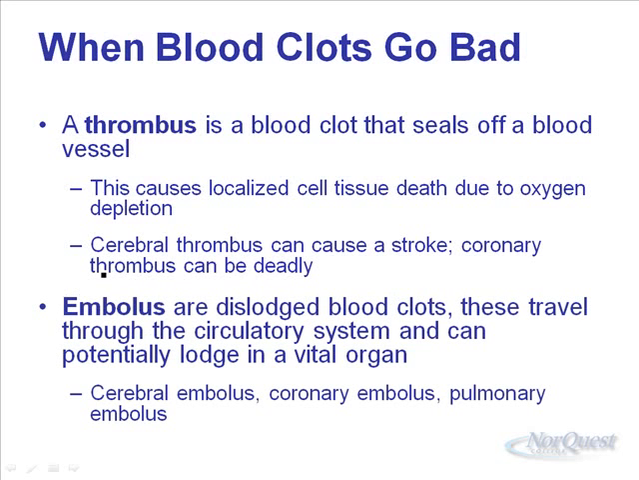An embolus is the dislodged blood clot, and these are the dangerous ones. They travel through the circulatory system, and if they start in a large enough artery, as they travel down towards a capillary bed, they enter smaller and smaller vessels until they hit one that they can't pass through. And so you can have a cerebral embolus, coronary embolus, pulmonary embolus. The name just tells you where the embolus lodged inside the body. And this, of course, is going to cause damage to either the brain, the heart, or the lungs.